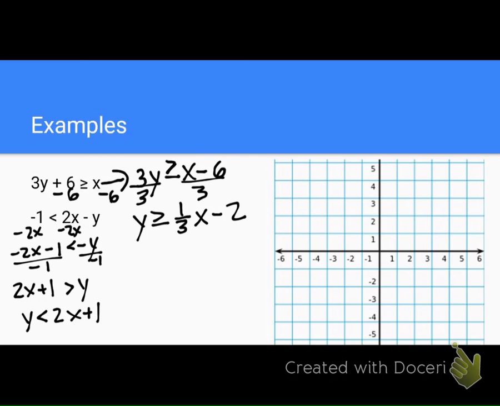Again, I can graph both of these as if they were lines. This is going to be solid because it has the equal to symbol, or it's the greater than or equal to, and then this second line is going to be dashed because it's just less than. So the first line, I have a y-intercept at -2 and a slope of 1/3, so up 1 and over 3. And that's my solid line. The next one, I have a y-intercept of 1 and a slope of 2, so I'll go up 2 over 1, and that's my dashed line.